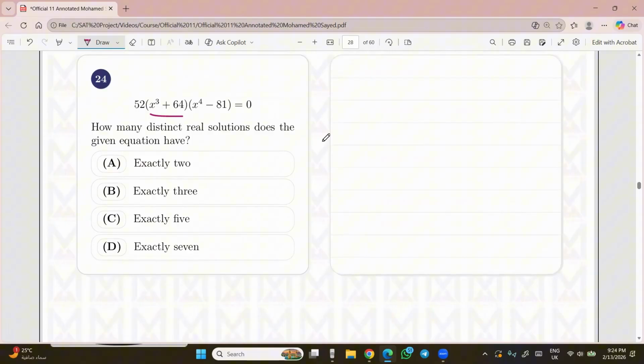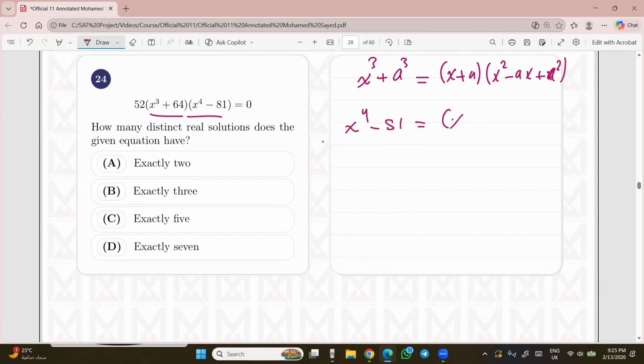If you want to factorize this one, we have a formula that says x to the power 3 minus a to the power 3, or plus a to the power 3, is equal to x plus a and then x squared minus ax plus a squared. A very long one, and it's not recommended in the SAT, so we do not use it. The same with this one, x to the power 4 minus 81 should be x squared minus 9 and x squared plus 9. This takes too much time. But the easier method here is to use Desmos.